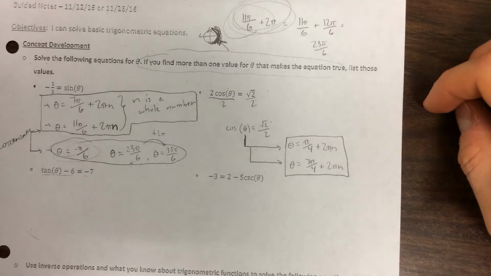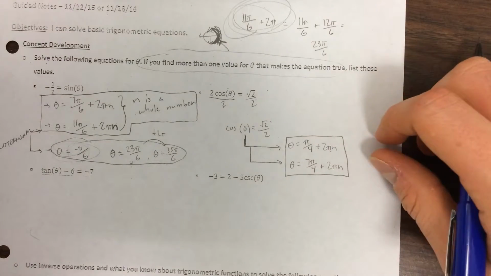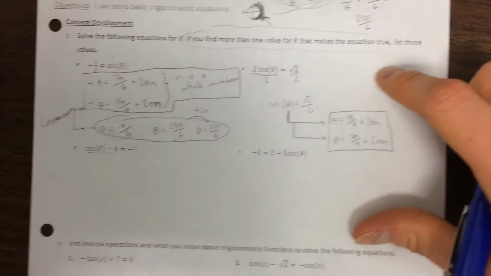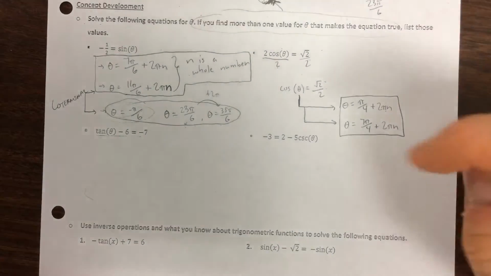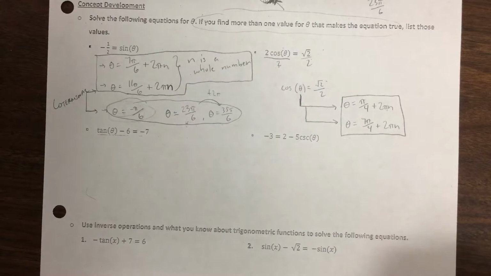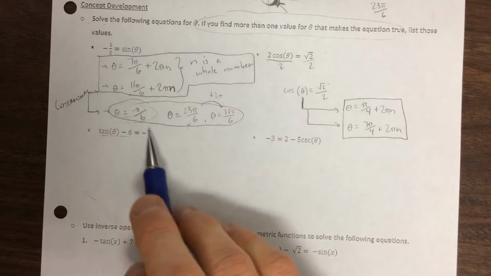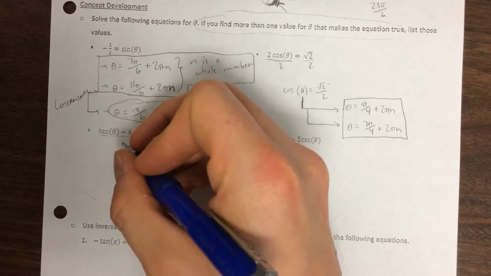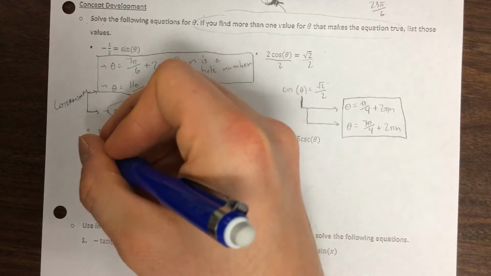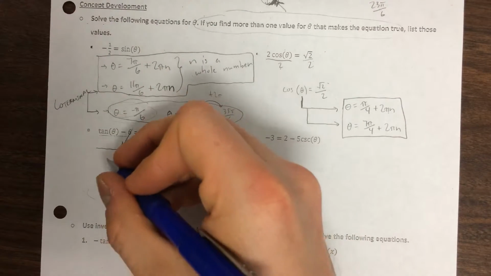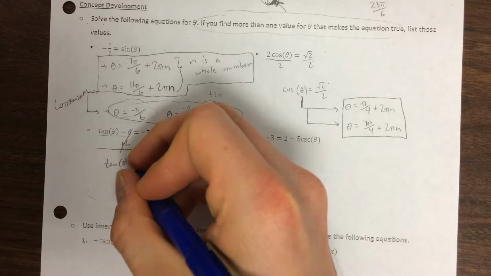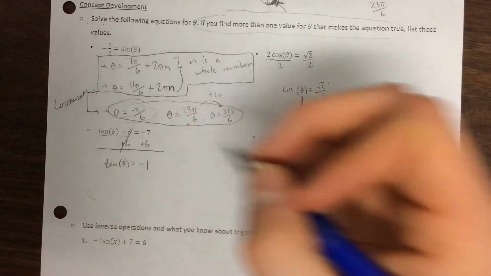Alright. Let's go over the next two. Probably just the next one actually. And then we'll have to go to the next one too. Here we want to solve this equation. So let's say we add 6. Those go away, you get tangent of theta is equal to -1.